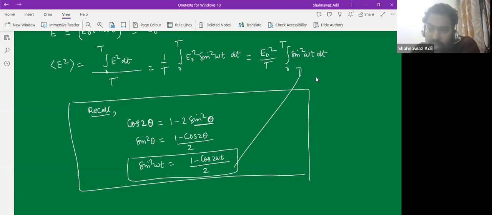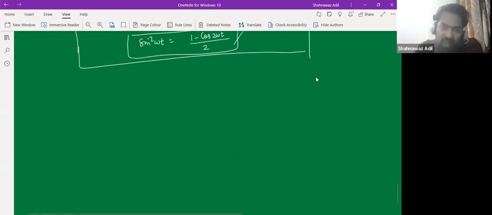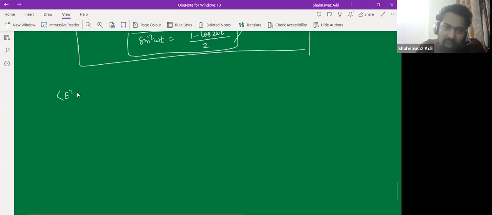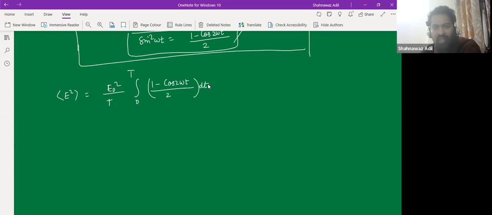So now by putting this value in there, what we will have is E square average, that would be 1 by t, integral from 0 to t of E naught square times (1 minus cos 2 omega t) divided by 2 dt. So how can we integrate this thing? There are two terms, right? So we will write them separately. One is 0 to t, 1 by 2 dt.